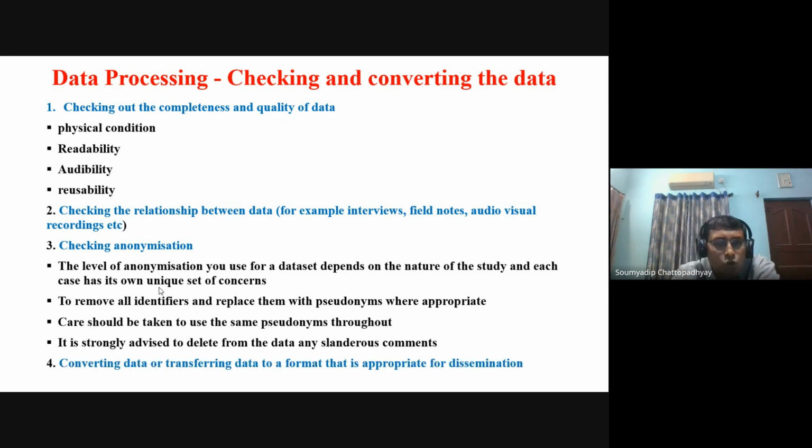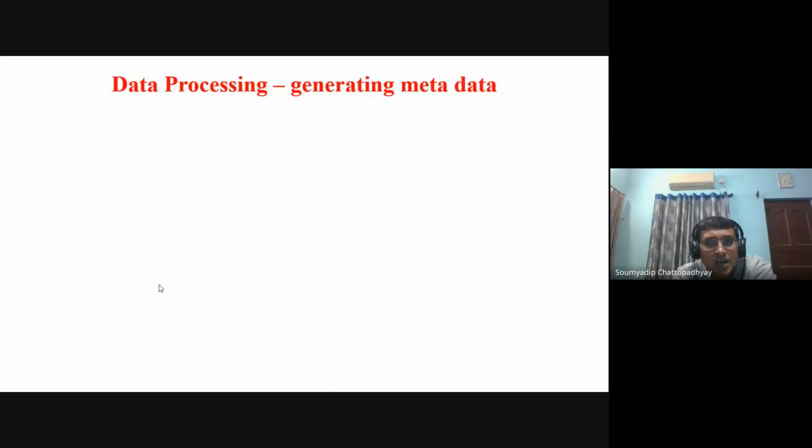And lastly, converting or transforming data to a format that is appropriate for dissemination. It is not appropriate to represent whatever verbatim responses you are getting in the same format. So you have to transform the data into a format which is most appropriate for dissemination. The next important aspect of data processing is generating metadata.